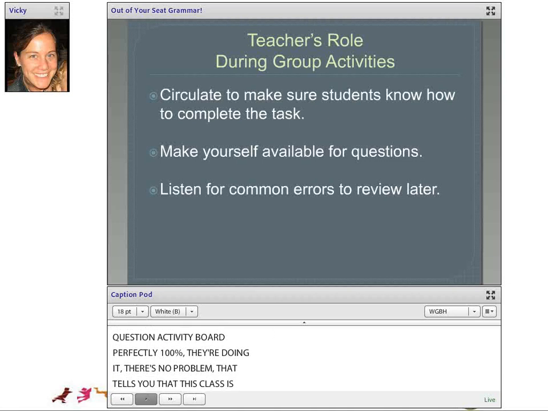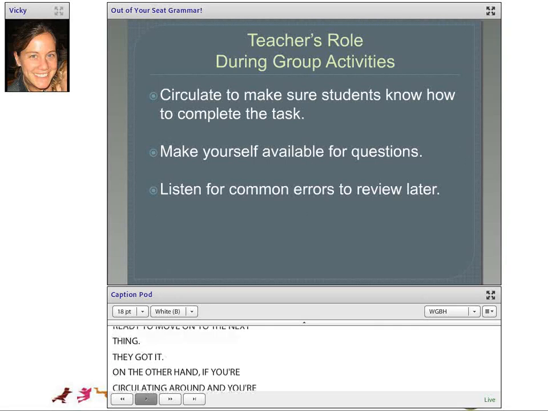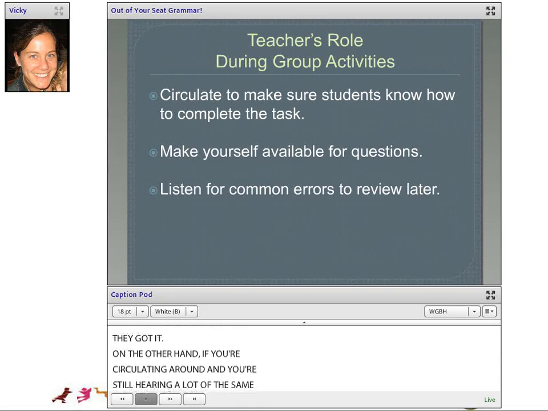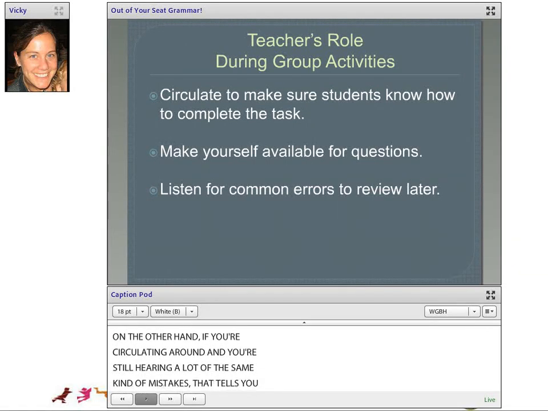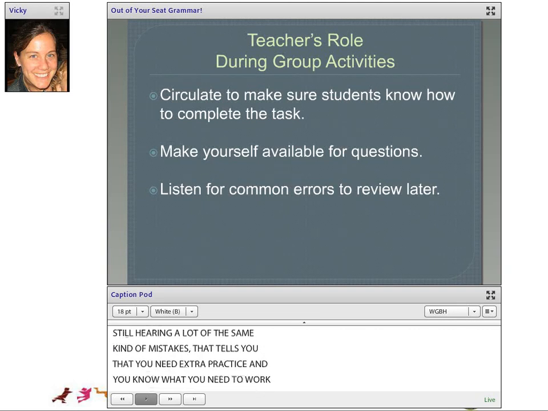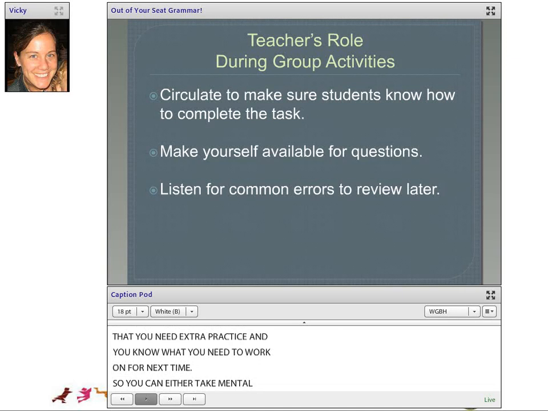They got it. On the other hand, if you're circulating around and you're still hearing a lot of the same kind of mistakes, that tells you that you need extra practice and you know what you need to work on next time. So you can either take mental notes or write down in your notebook some things that you're hearing that you need to review later.